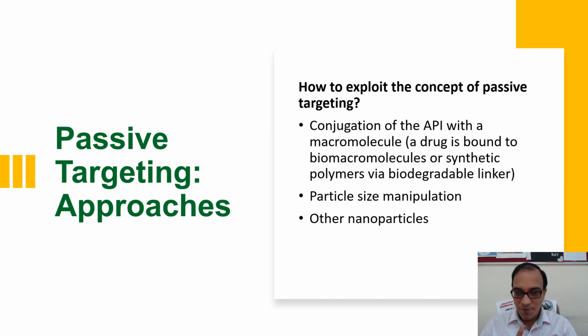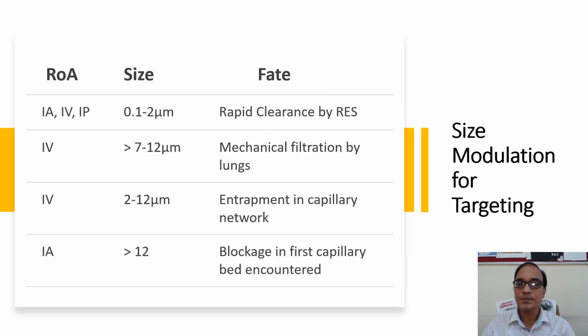Conjugation of the API within a macromolecule, where a drug is bound to a biomacromolecule or synthetic polymers via biodegradable linkers. We can either conjugate, or we can manipulate the particle size, or we can develop other nanoparticles. Now see how we can manipulate the targeting with the help of this chart, routes of administration, ROA, size and fate.